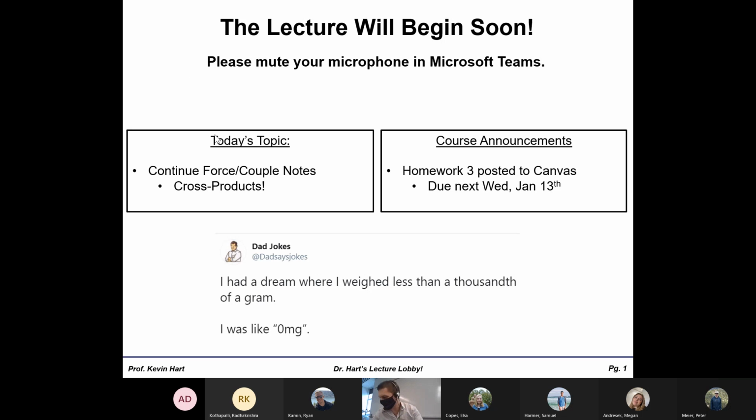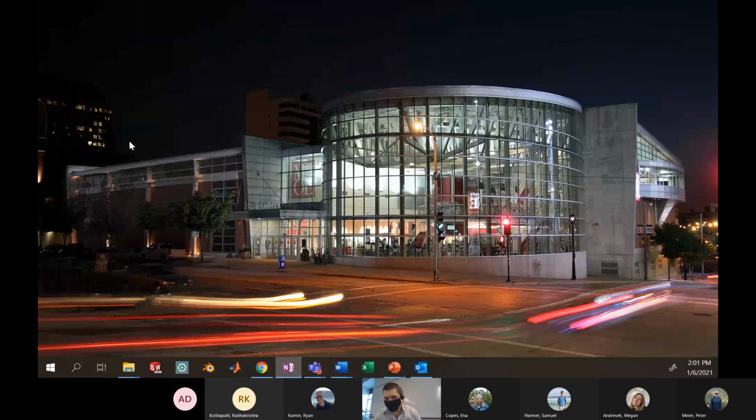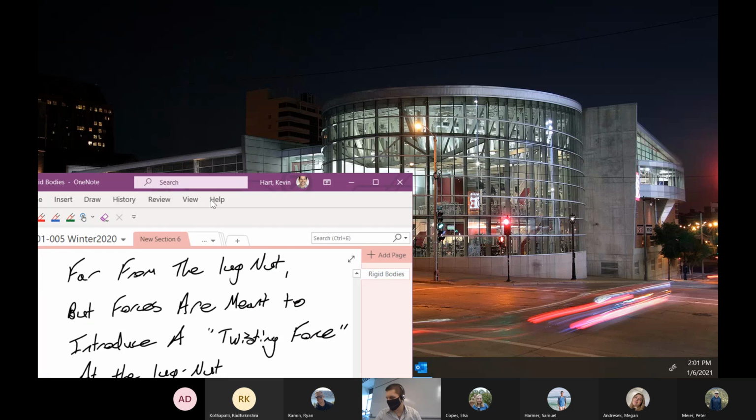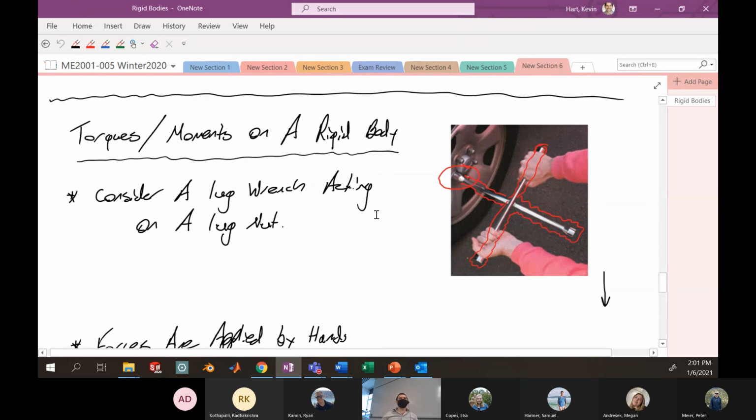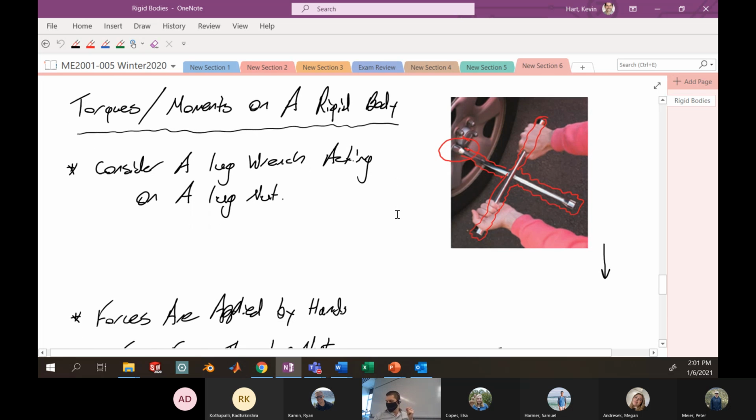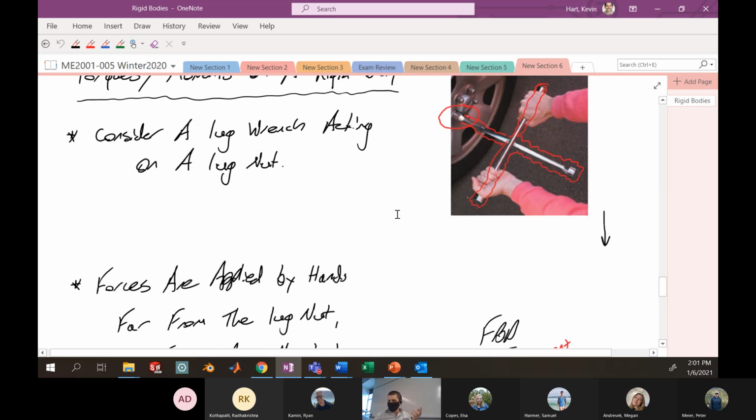All right. Well, let's pick up where we left off. Okay. So last we left off, we were talking about this new kind of twisting force, which we called a moment. And I went through a bit of a detailed example with a lug wrench and how the forces that you apply to a lug wrench would sort of create a twisting force or a moment at the lug nut for this particular example.